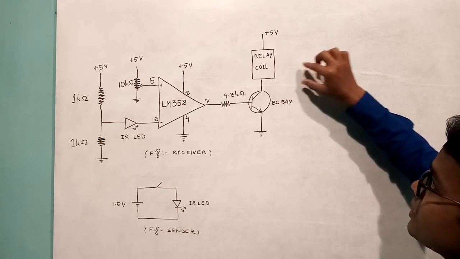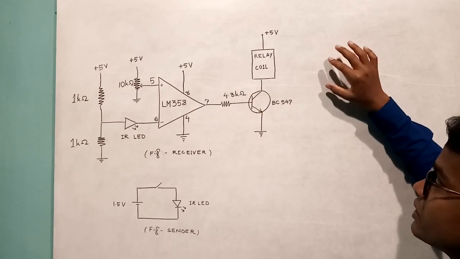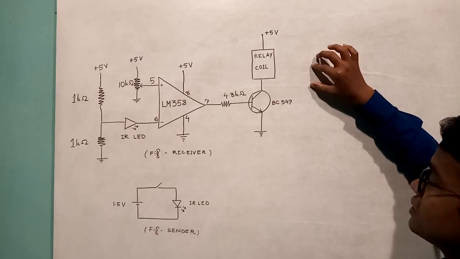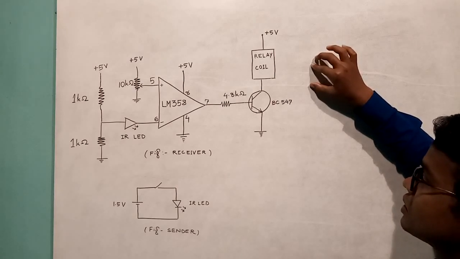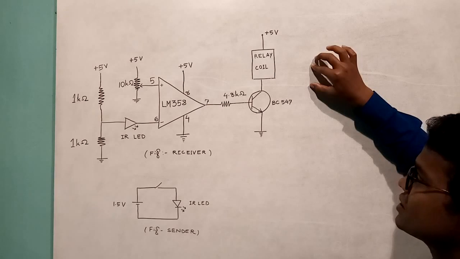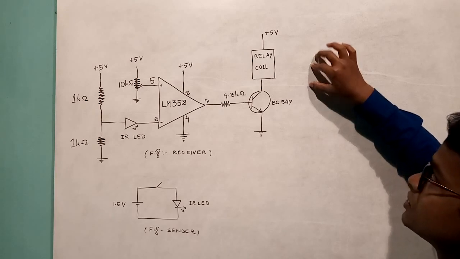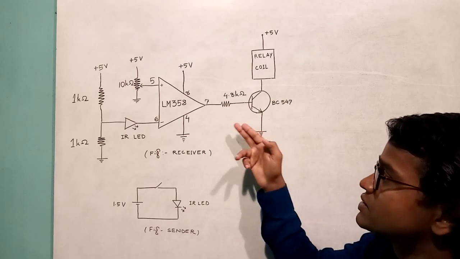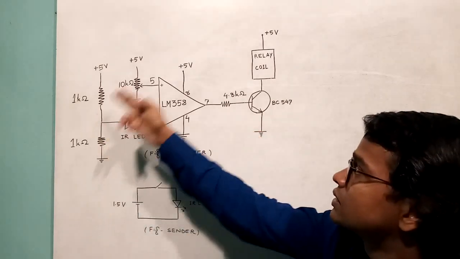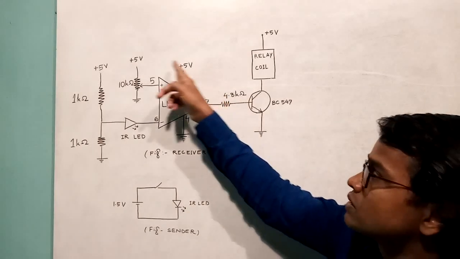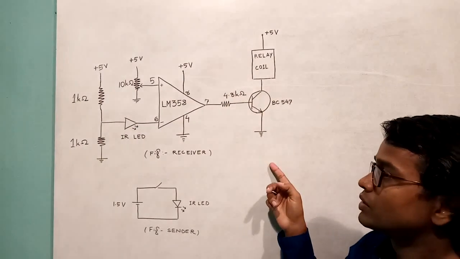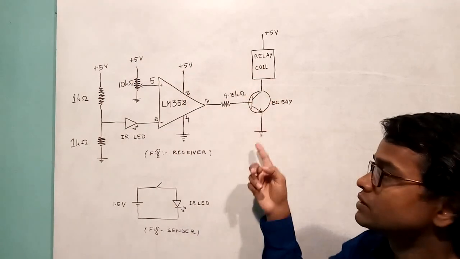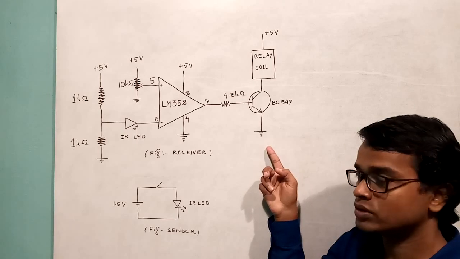This relay can drive comparatively heavier loads, and we can use a motor or a buzzer or anything we want through this relay. This receiver circuit is designed here using a 5 volt DC supply, but you can also use 4 volt here, and this circuit works with 4 volt DC also.